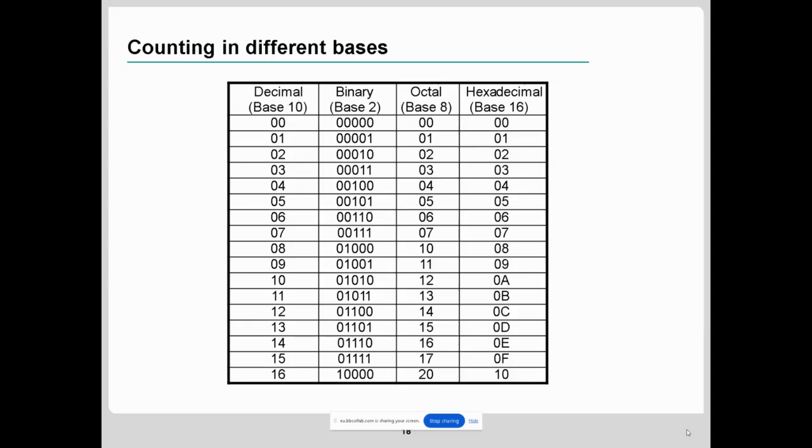For hexadecimal digits, the counting: we reach 9. Then we do not go to 10. Then A, B, C, D, E, F. Then 10, 11, 12 until 19. Then 1A, 1B, 1C, 1D, 1E, 1F. After that, 20, 21, 22, then 29. Then 2A, 2B, 2C, 2D, 2E, 2F. After that, 30. This is the count.